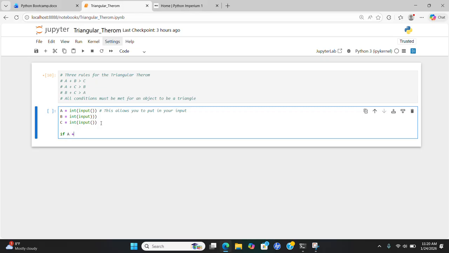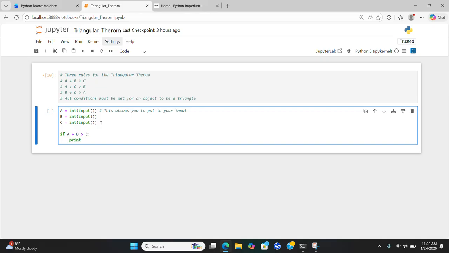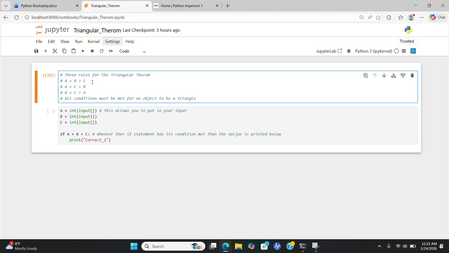If A plus B greater than C, print correct 1. So what is this saying? Well, whenever the if statement has its condition met, then the value is printed below. Now for all three if statements, it's going to be the three rules. This is the first rule. A plus B is greater than C.